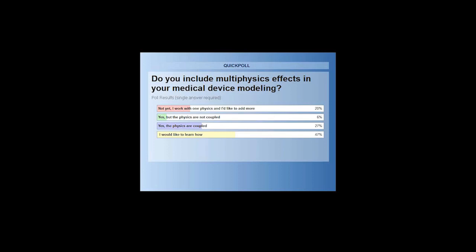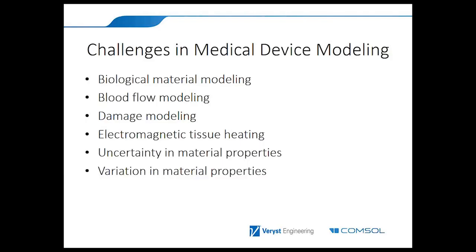It's not surprising, and if you were to ask the same question 5 years ago, there would have been less people using multiphysics, more single physics, and more people not using it at all. I expect that trend of increasing need for multiphysics to keep growing. So, to the next topic: these are the 6 challenges that I thought are relevant to medical device modeling. The first 4, I'll go through in more detail in the slides later on. These are biological material modeling, blood flow modeling, how to model damage, and tissue heating resulting from electromagnetics.